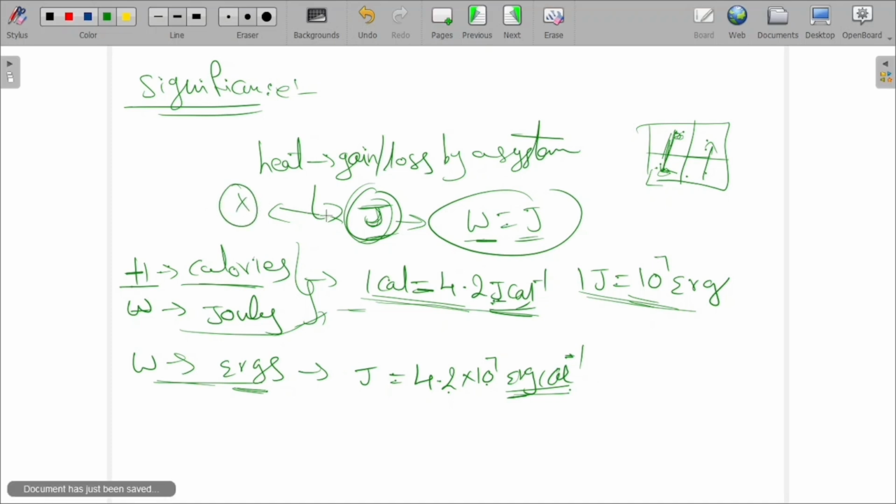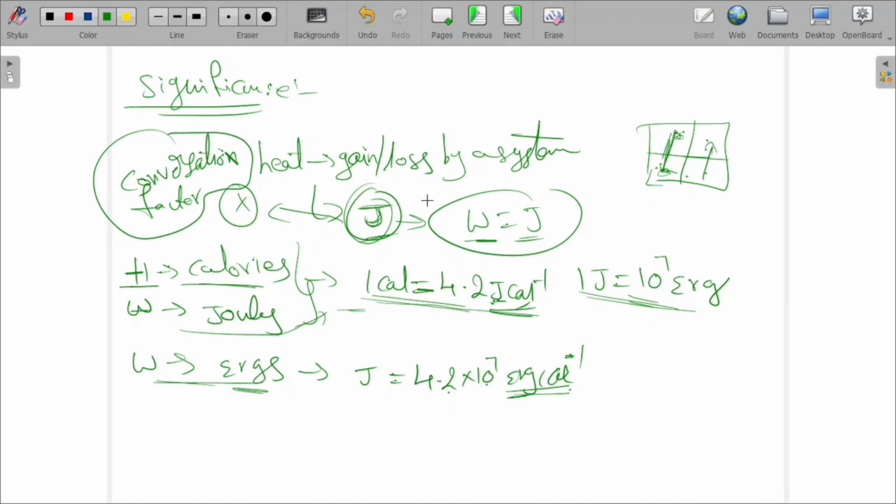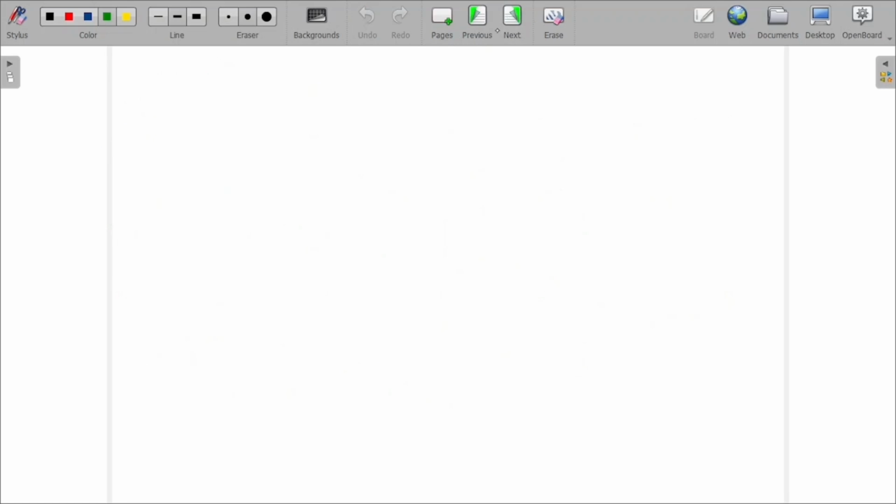J is not a physical quantity, it's just a conversion factor. Important. J is not a physical quantity and it is a conversion factor. Clear?